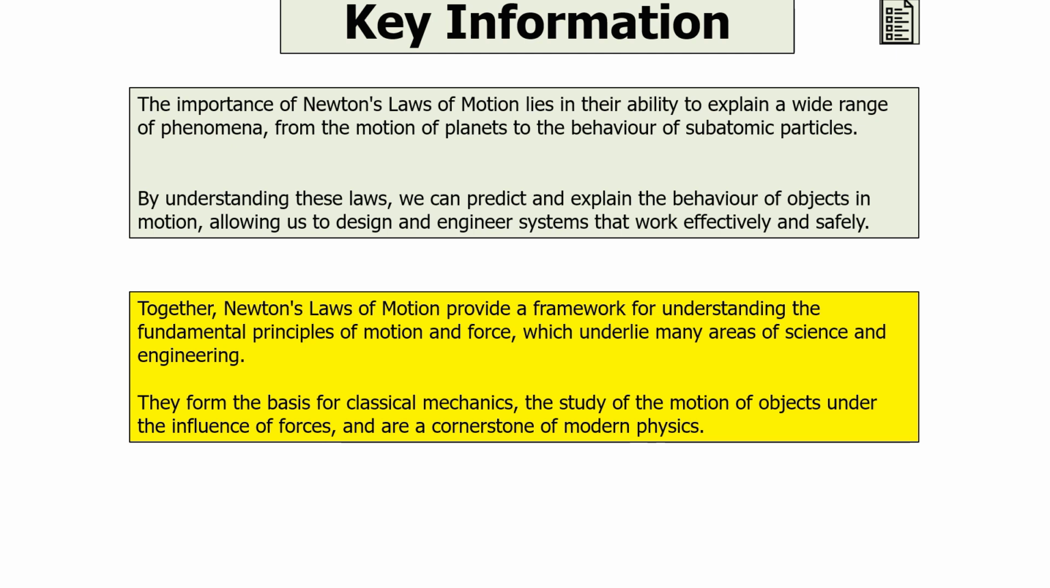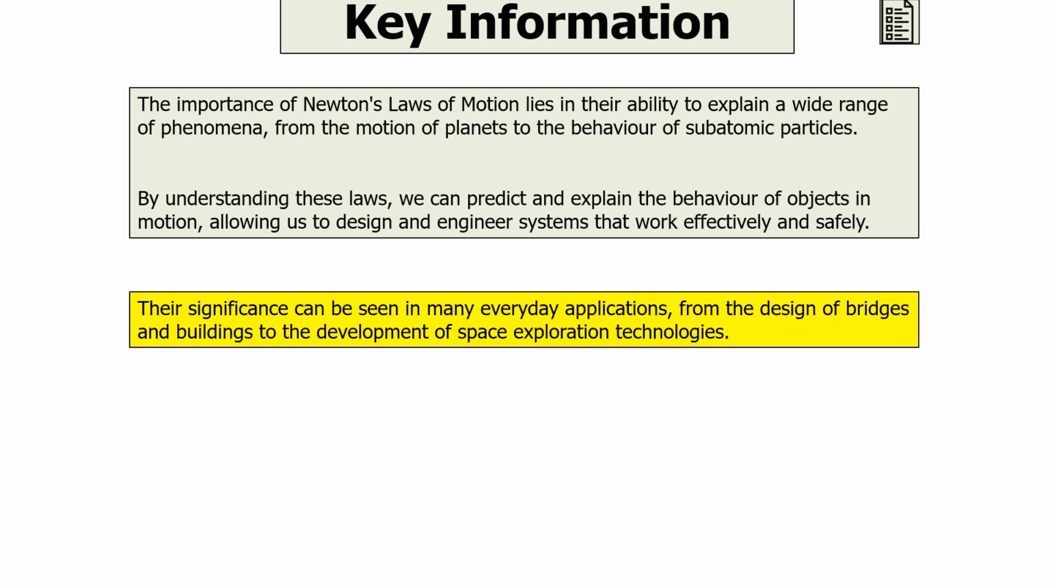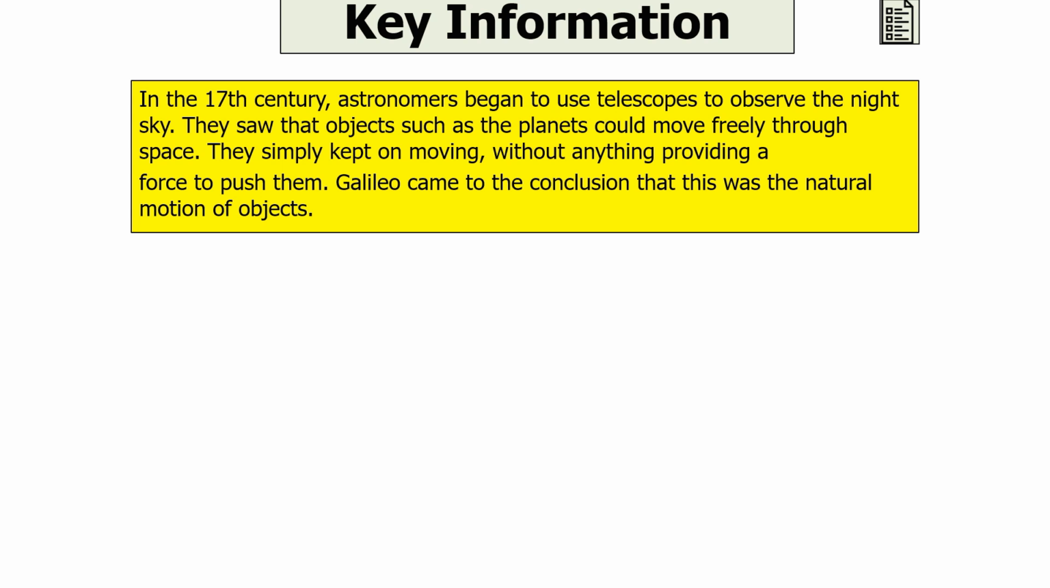They form the basis for classical mechanics, the study of motion of objects under the influence of forces, and are therefore a cornerstone of modern physics. Now their significance can be seen in many everyday applications, from the design of bridges and buildings to the development of space exploration technologies. Now in the 17th century, astronomers began to use telescopes to observe the night sky, and they saw objects such as planets could move freely through space.